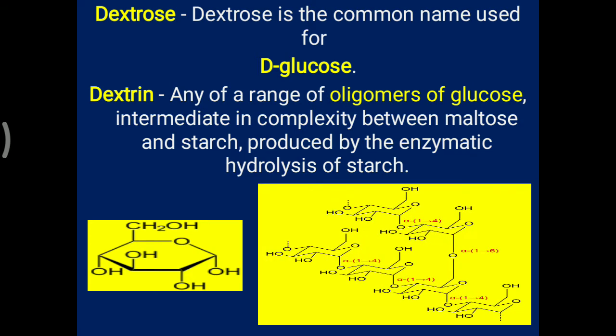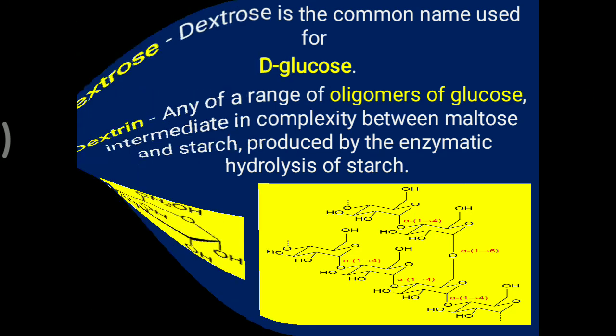Here the structure of dextrin is shown. Basically it is made up of a straight chain made with alpha 1,4 linkage, and branching in this straight chain is made with the help of alpha 1,6 linkage. So the straight chain is made with 1,4 linkage, and branching occurs with alpha 1,6 linkage of the glucose molecule. So this is the difference between dextrose and dextrin.